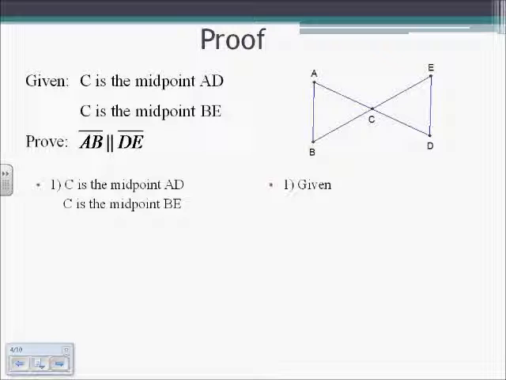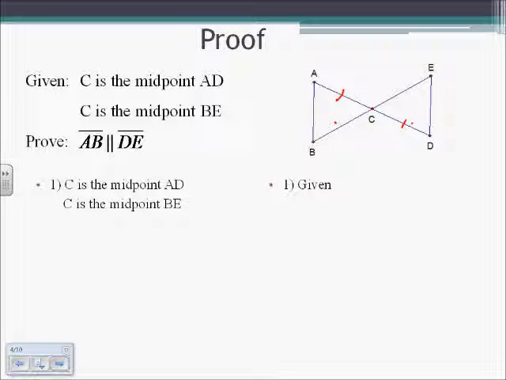Okay, so I need to work backwards now to show that AB is parallel to DE. Well, let's start with some things that we know. I know that C is the midpoint of AD, so therefore AC is congruent to CD.